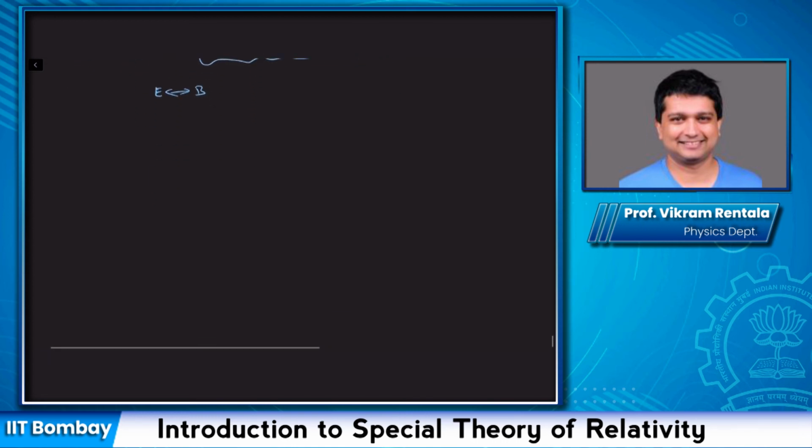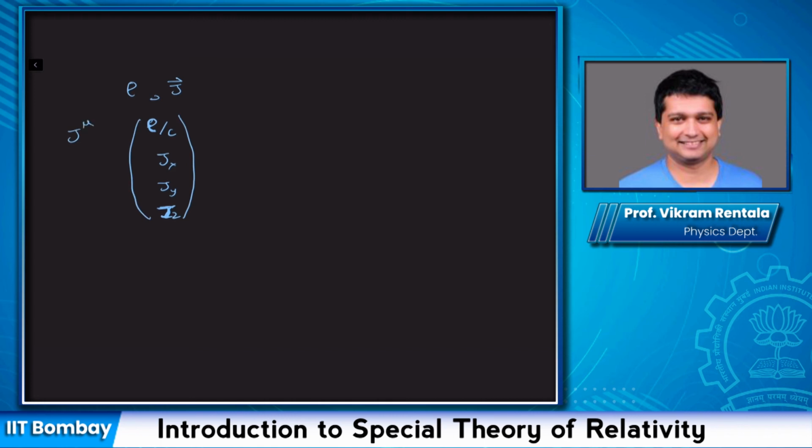One more thing that we'll need before we do that is to know how rho and J transform under Lorentz transformations. And you can show that rho by C and Jx, Jy, Jz, these transform like a 4 vector, which I can define as the current 4 vector, or the charge current 4 vector.